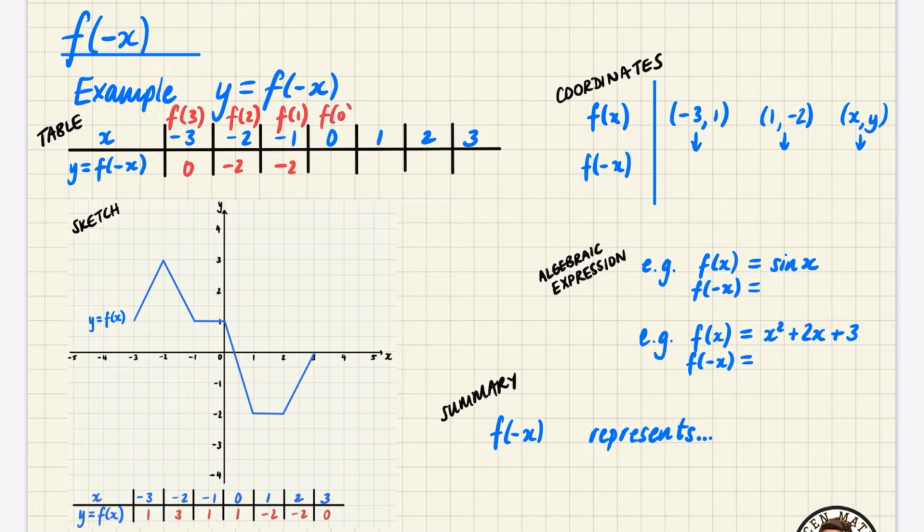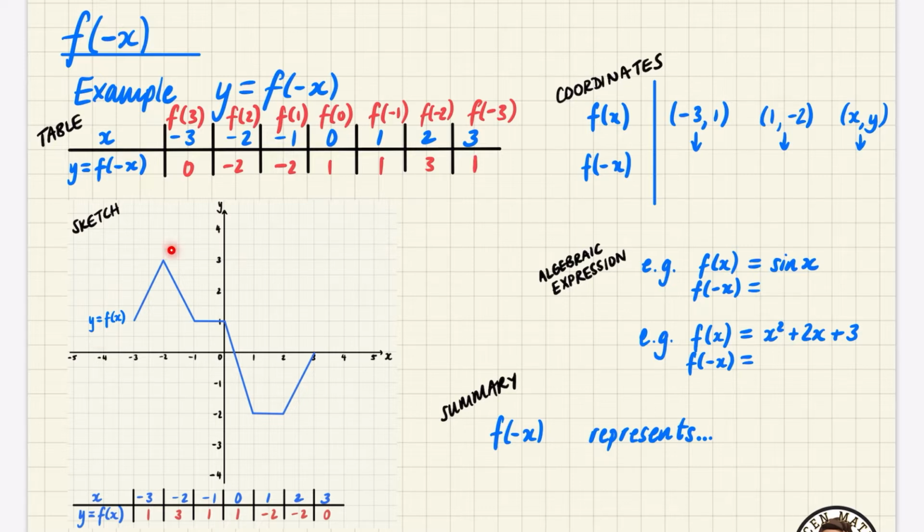When you put 0 in, you're going to get the exact same point, because the negation of 0 is just 0. This time I'm not going to be putting in 1, I'm going to be putting in minus 1. And when I put in minus 1, I get the output of 1. I'm going to be putting in minus 2, which gives me 3, and at the end I'm going to be putting in minus 3 instead of 3, and that will give me the output of 1.